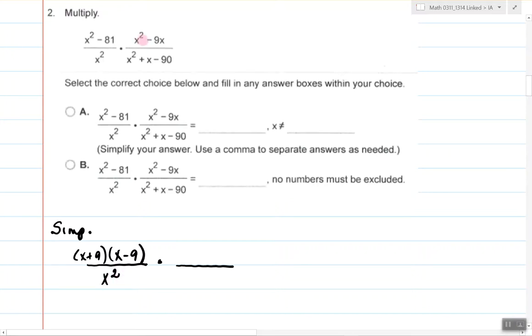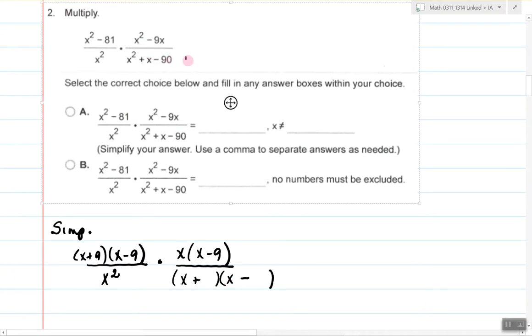The numerator of the first, I see a common factor of x. That's x times x minus 9. The denominator, that's a trinomial, so I'll go ahead and put my parentheses. The last sign is negative. That means 1 plus, 1 minus. I've got x and x. I need factors of 90 that have a difference of 1, so hopefully you're thinking 9 and 10. I will let the 10 be positive and the 9 be negative. We can check that.